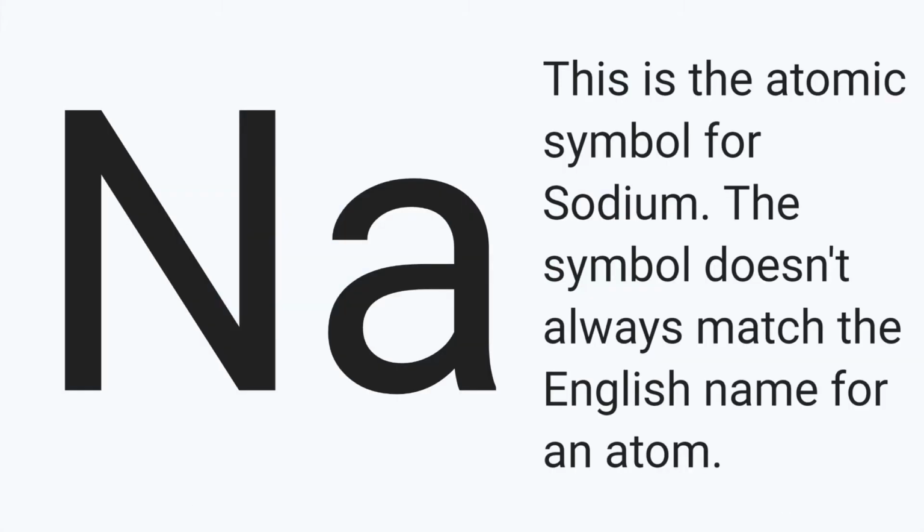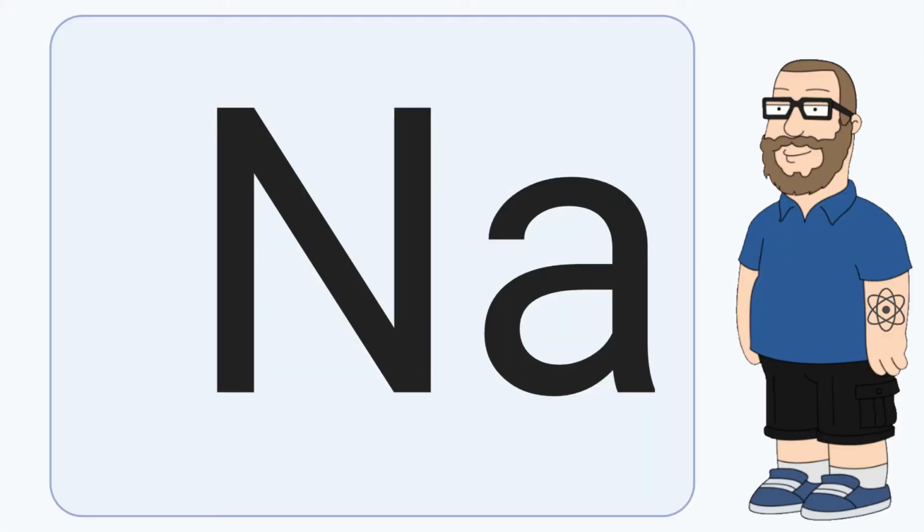The shorthand notation for writing this is to use the atomic symbol. All atoms have an atomic symbol. This is the atomic symbol for sodium. The symbol doesn't always match the English name for an atom. So once we have our atomic symbol, we add to that the mass number as a superscript and the atomic number as a subscript, like this.